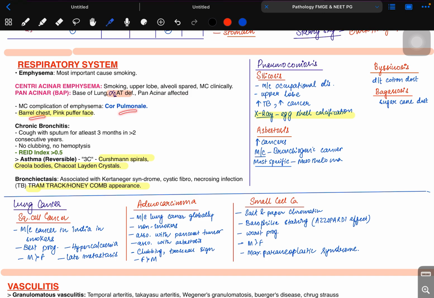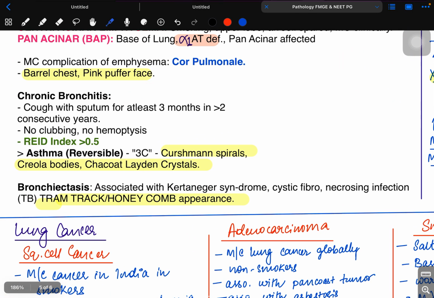We'll find barrel chest and pink puffer facies. These are the clinical features of emphysema. In chronic bronchitis, there will be cough with sputum for at least 3 months in more than 2 consecutive years. No clubbing, no hemoptysis, and the Reid index will be more than 0.5. Asthma is reversible; 3 Cs are found: Curschmann spirals, Creola bodies, and Charcot-Leyden crystals.